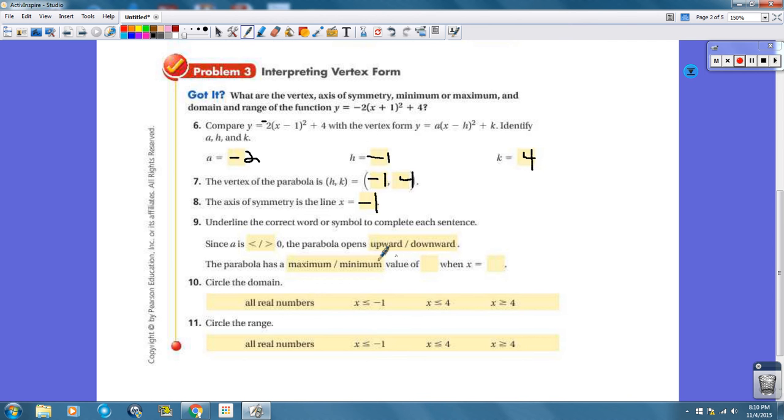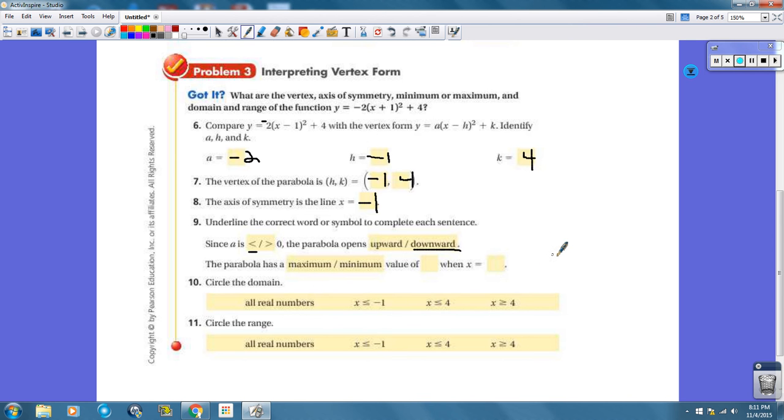Okay, so a is less than 0. So that means that it opens what? Up or down. Here's what you need to know. If a is less than 0, which this one is, it's going to open down. Okay? So if it opens down, it has a maximum. Okay, so just kind of wanted to clear that up for you. So that means it has a maximum because that's going to be your highest point.